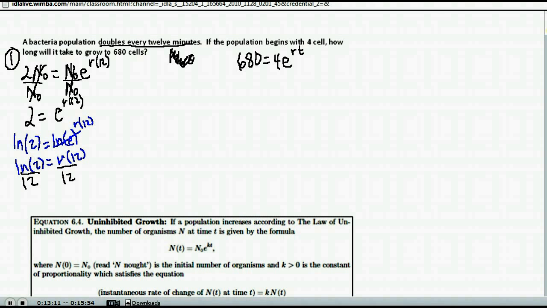Now notice this is not the answer to my problem. They didn't ask for the rate, but I had to find the rate in order to find what they wanted, which was how much time it takes to grow to 680 cells. So again, very carefully do the natural log of 2 and then divide by 12. And you should get a rate of about 0.0577.